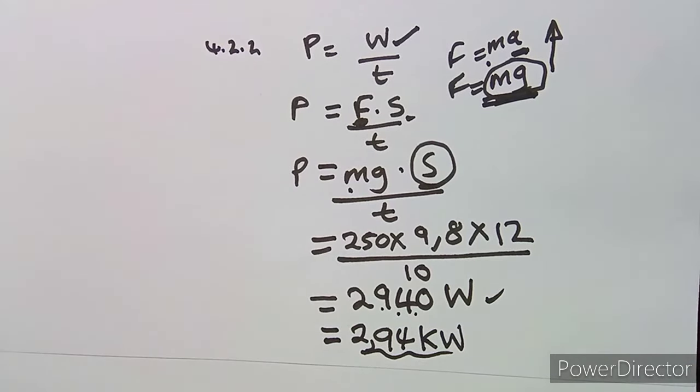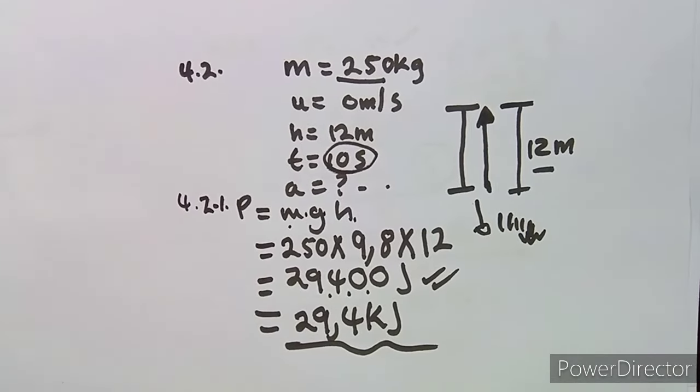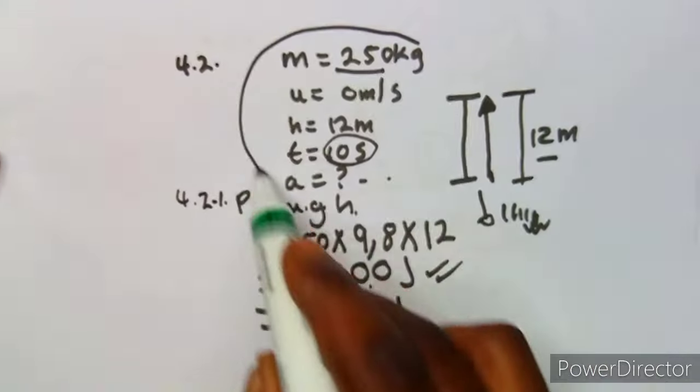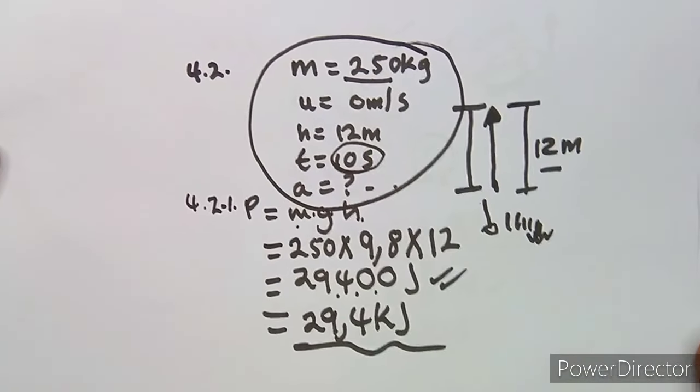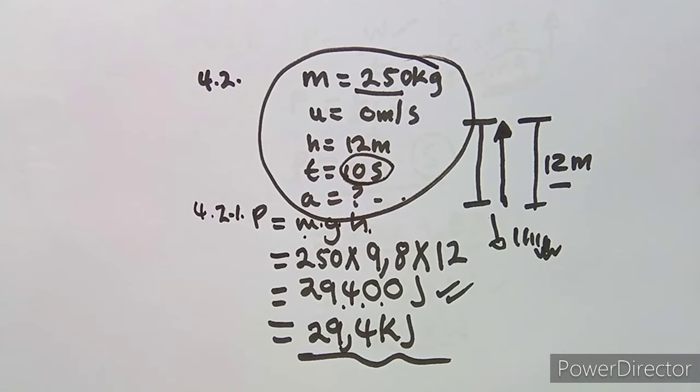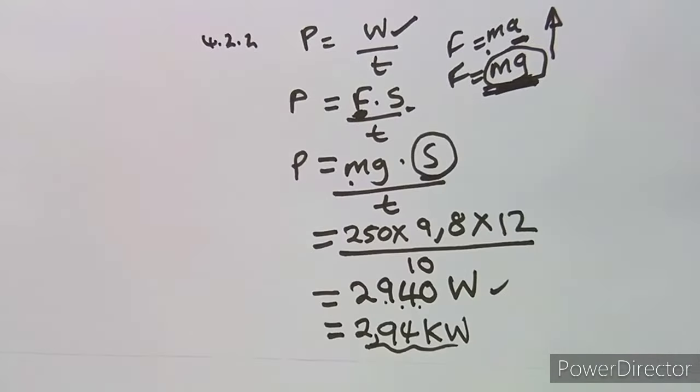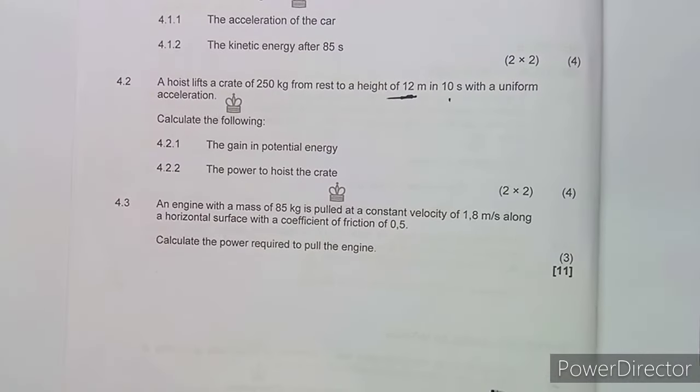So that is the power: work done over the time. Take note, guys. That's how you answer these questions. Try by all means to list the information. Write down the information that you're given. Once you write down the information, it is going to be easier for you to select the formula that you're going to use. But if you don't list this information, it's going to be very difficult to choose the formula to use.